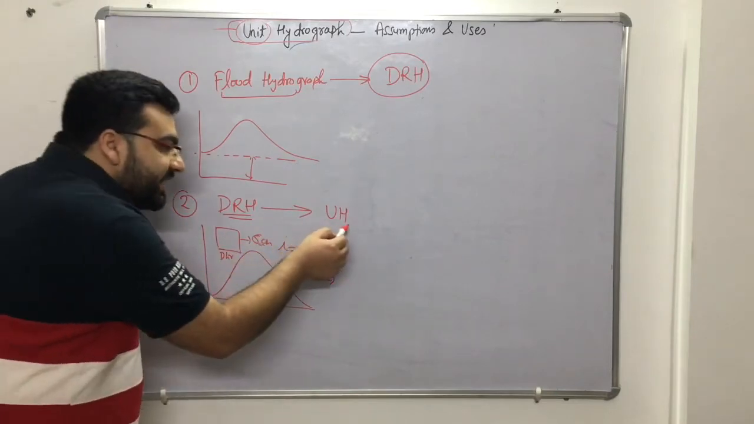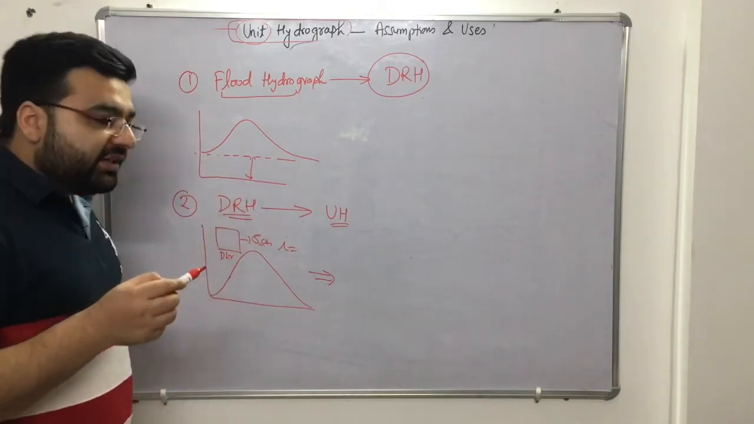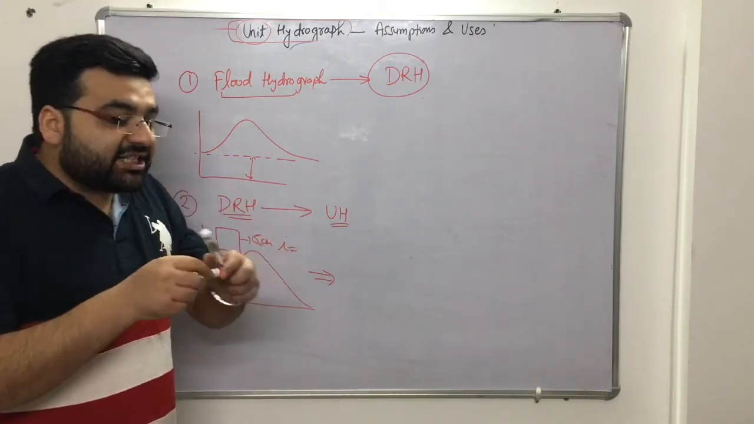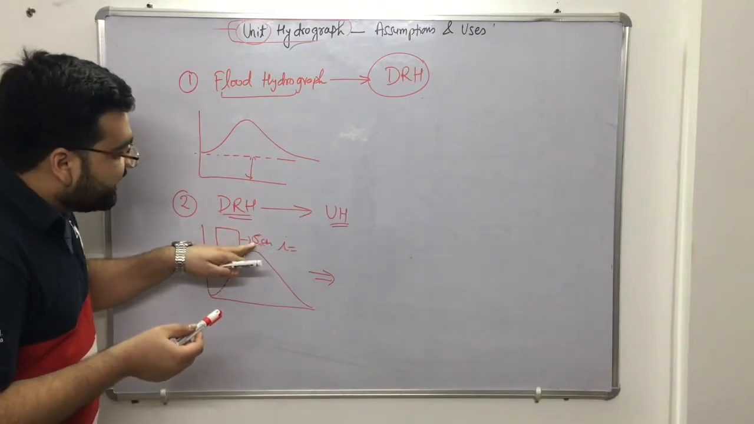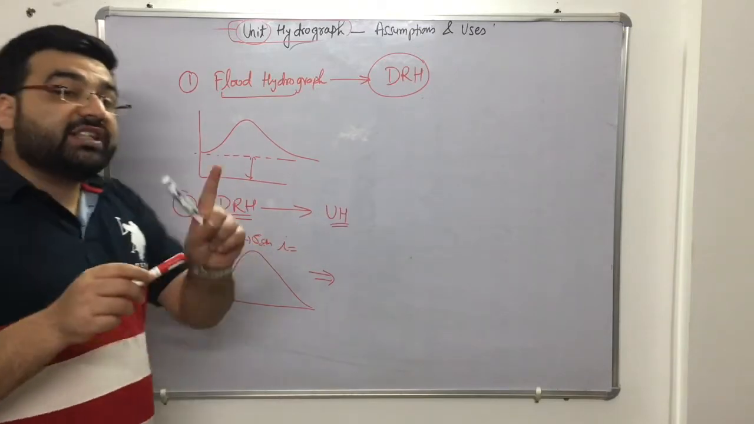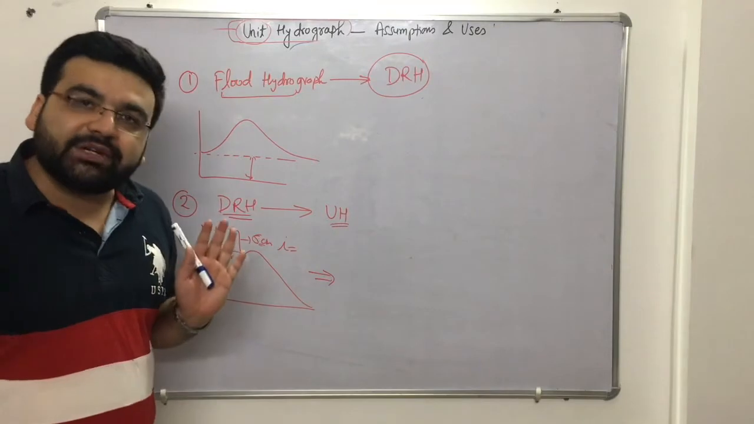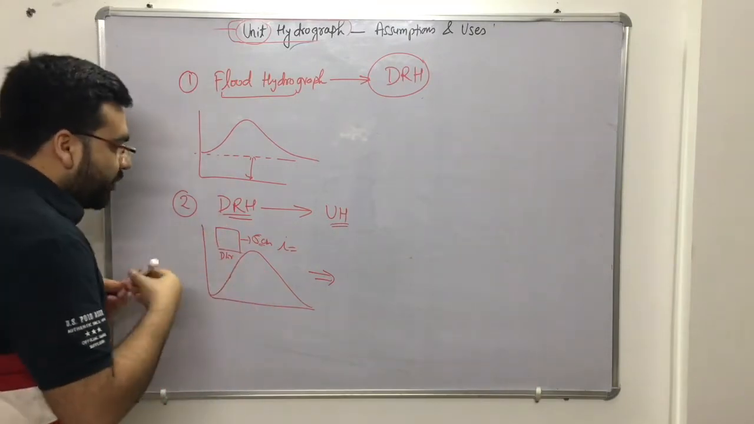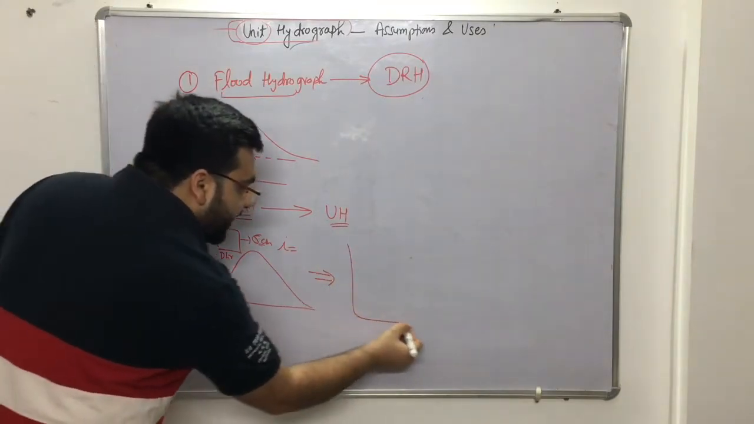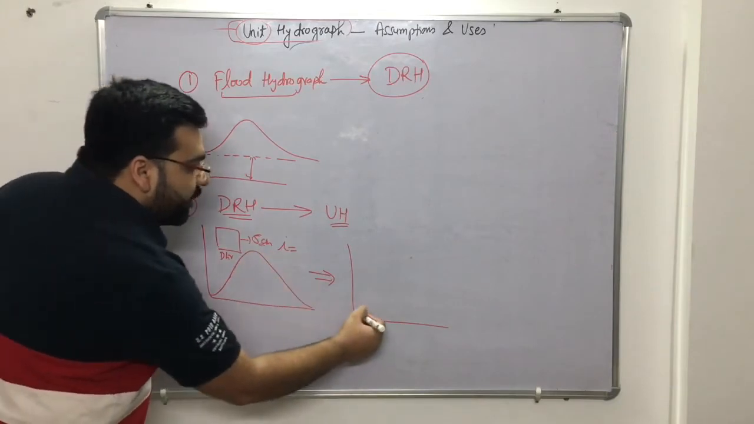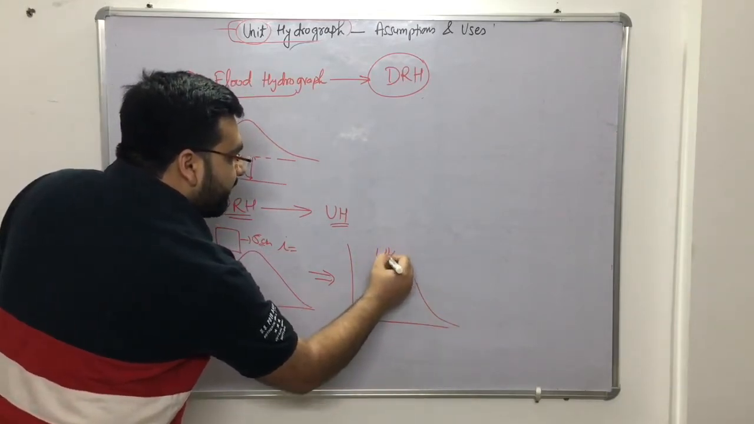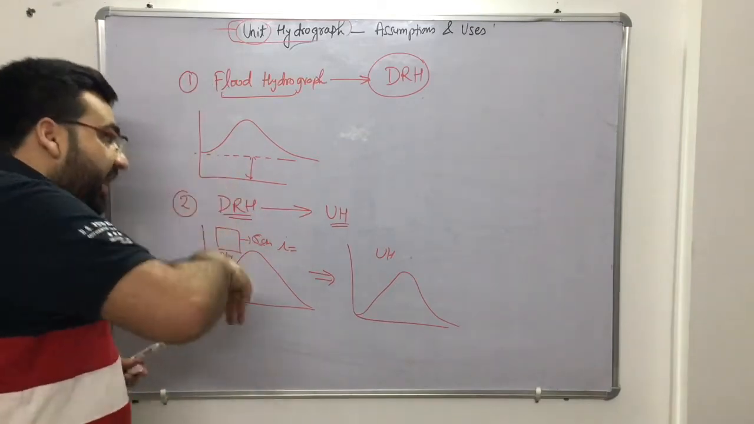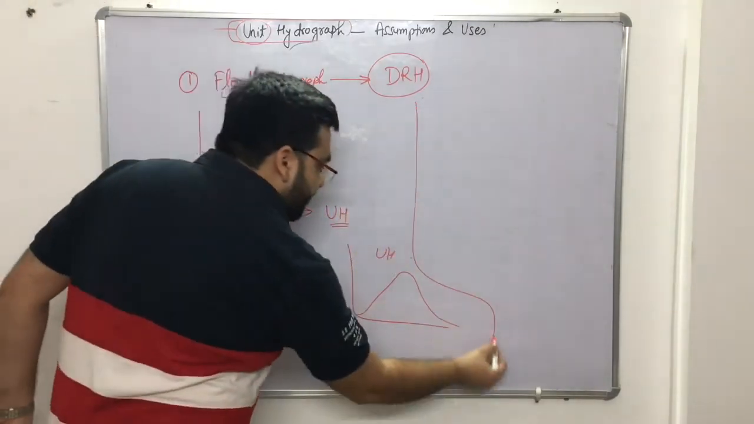Why? Because this is the definition of unit hydrograph, that unit hydrograph is the special type of direct runoff hydrograph in which the depth of the effective rainfall is just 1 unit, generally 1 centimeter. Clear? So you have to divide the ordinates of this direct runoff hydrograph by 5 to get the unit hydrograph. Simple. Another type of question, the third type.